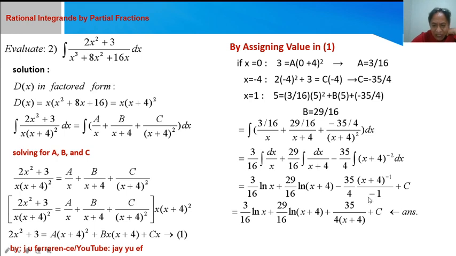So simplifying, the term is a positive term. I copy the first two terms. So plus, we have 35 over 4, and this can be part of the denominator. So 4 times the quantity x plus 4. So plus C as my answer. Okay, so that's the second example. So I solved my constant using what method? The method of assigning values.